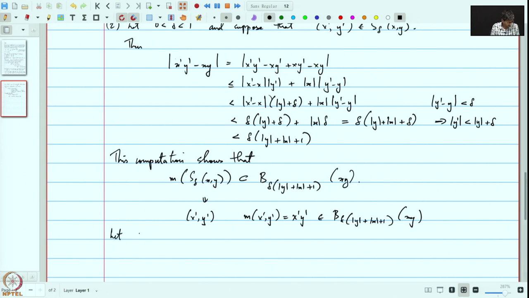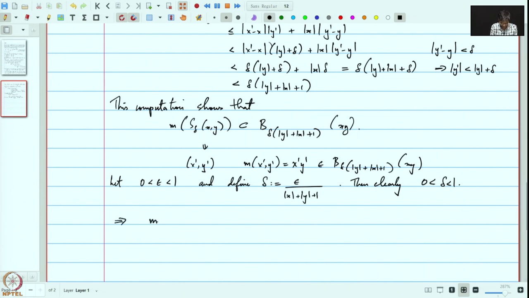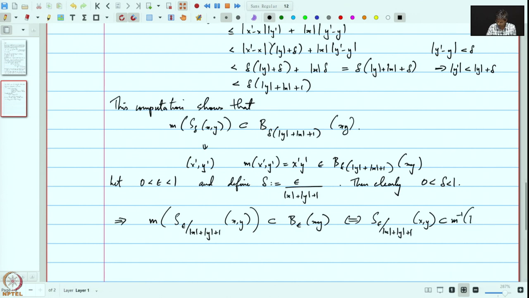So now, we fix any epsilon between 0 and 1 and define delta to be equal to epsilon by (|x| + |y| + 1). So then clearly delta also lies between 0 and 1. As a result, this implies that m of S_(epsilon/(|x|+|y|+1))(x, y) is contained in B(epsilon, xy), which is the same as saying that S_(epsilon/(|x|+|y|+1))(xy) is contained in m inverse of B(epsilon, xy).